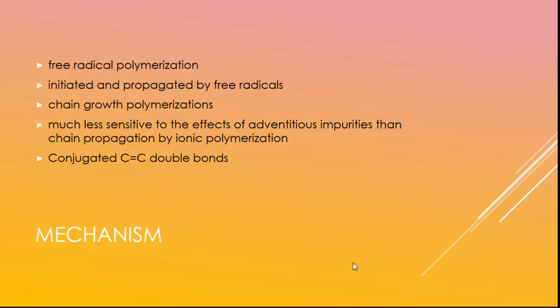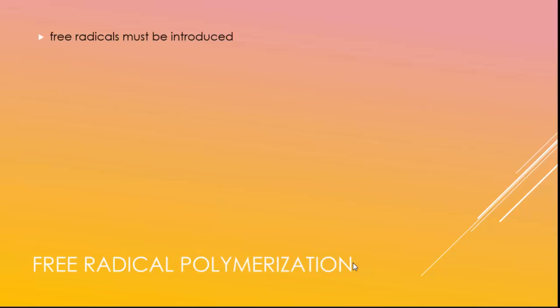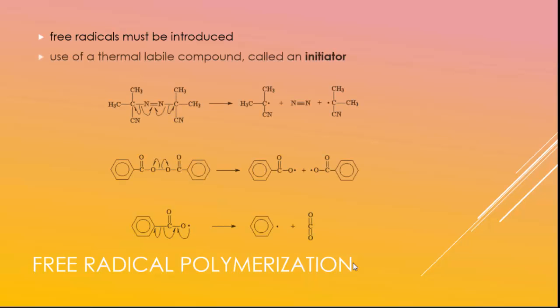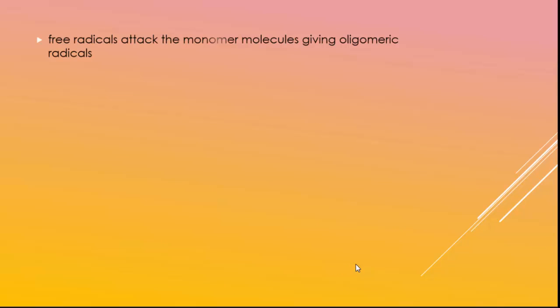Now to start off the free radical polymerization, the free radicals must be introduced into the system, and to do that, we introduce a thermolabile compound, which we call the initiator. This decomposes into free radicals. These free radicals attack the monomer, giving rise to longer chain radicals, which continuously grow, and finally when two radicals come together, they form a neutral compound, and that is your polymer. In this experiment, benzoyl peroxide is used as the initiator.